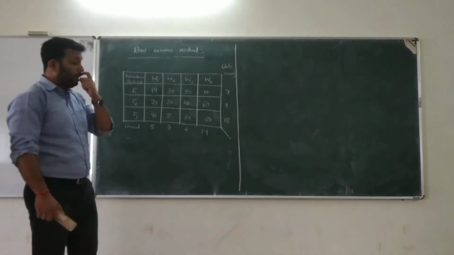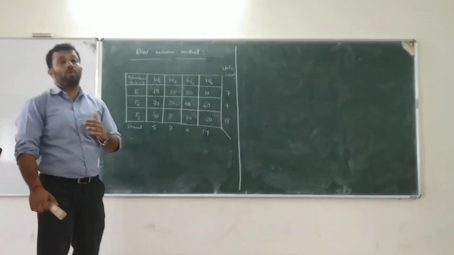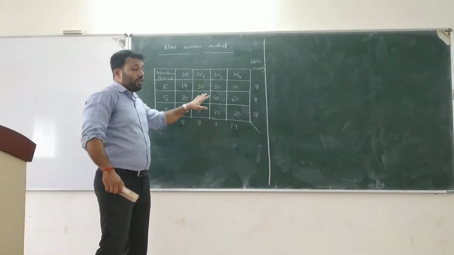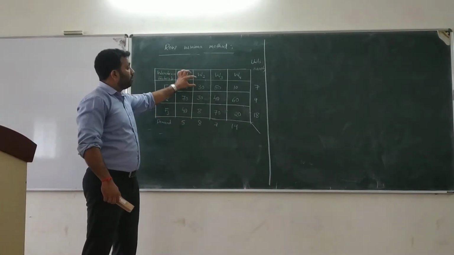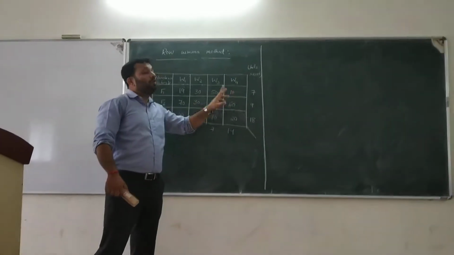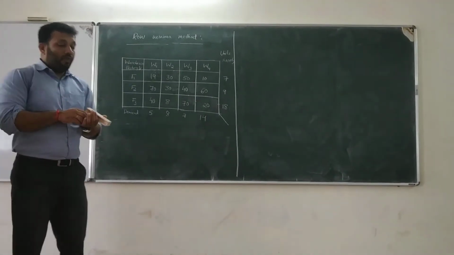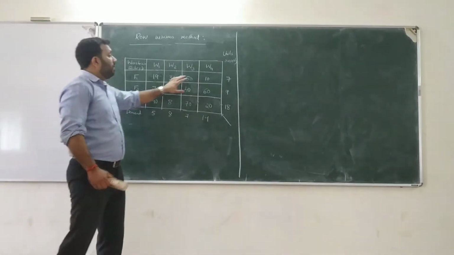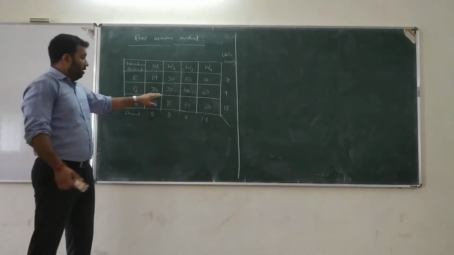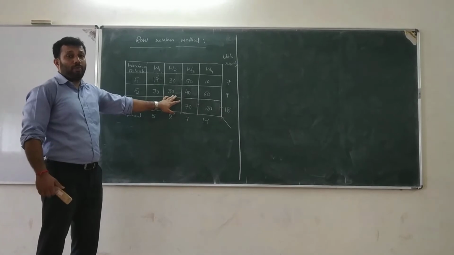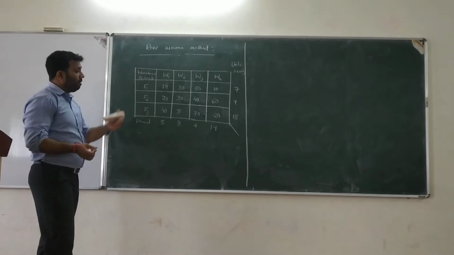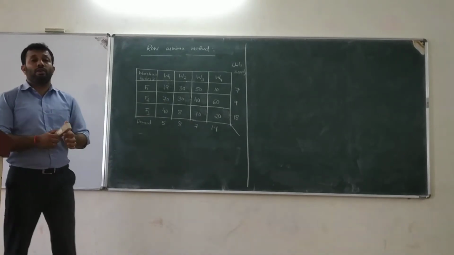But in this method, the row minimum method, compared to the northwest corner rule, where we selected only the northwest corners, here we select the minimum value in each row. So we start from the first row, then we go for the second row, then the third row. That way we solve this type of problem. The rule is one and the same.